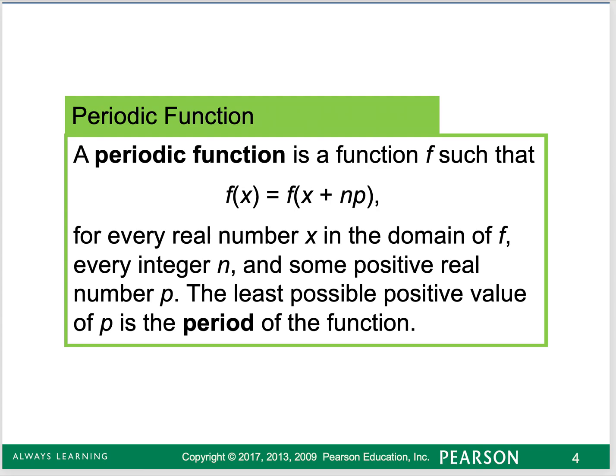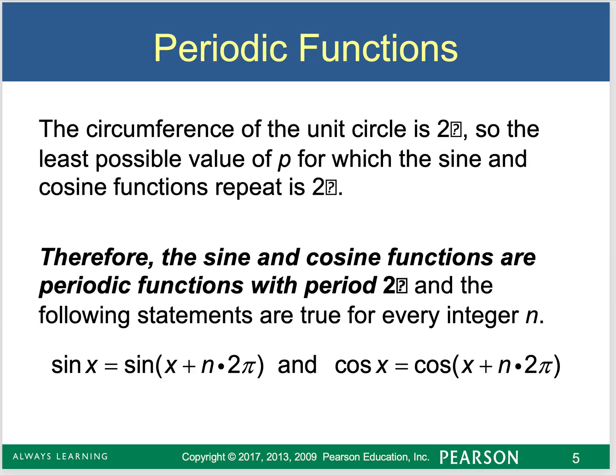Periodic functions are functions such that for every real number in the domain, so x values are our domain, there is some positive real number p. The least possible positive value of p is the period of the function. This is kind of some really technical math. We're going to actually take a look at what this means in the real equation, and it's going to make more sense than this slide does.